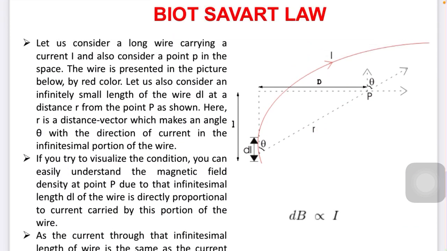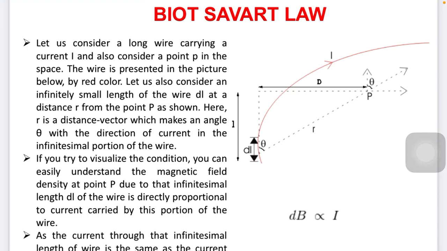Biot-Savart is considered by this, consider a point P over here, right? These are some directions of the current. You can see over here the starting point, which creates some angle at a distance of this L and dL, whatever that is, a resultant R or radius R we can say. So dB is proportional to I, right?